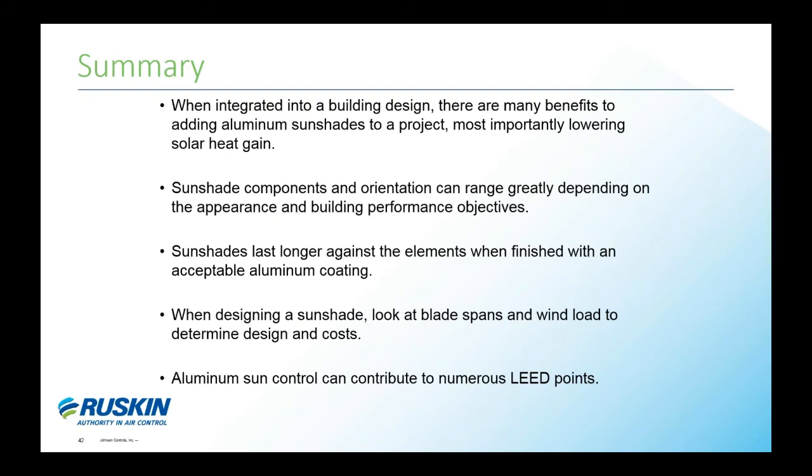In summary here, when integrated into a building design, sunshades add many benefits to a project, most importantly, lowering solar heat gain. Also, sunshade components and orientation can range greatly depending on the appearance and building performance objectives. Again, we had all the different outriggers, all the different blades, all the different fascias, and you also have the different installation styles. So you have gone from just a few selections to having literally hundreds of different options for your products. Sunshades can last longer against the elements when finished with an acceptable aluminum coating, such as a 20-year using our 70% PVDF finish.